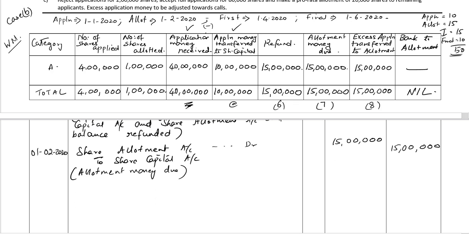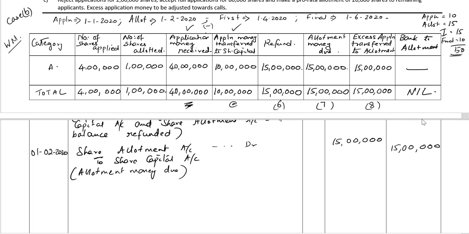The next journal entry is for receipt of the allotment money. We do not receive any amount on allotment because all the excess application money covers the full allotment which is due. So we do not have to pass the entry at all.